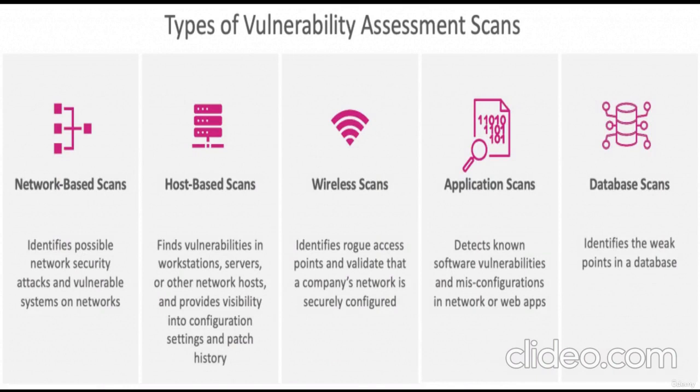So, types of vulnerability assessment scans: network-based scans, host-based scans, wireless scans, application scans, database scans. Network-based scans identify possible network security attacks and vulnerable systems on networks. Host-based scans find vulnerabilities in workstations, servers, or other network hosts and provide visibility into configuration settings and patch history. And wireless scans identify rogue access points and validate whether a company network is securely configured or not.